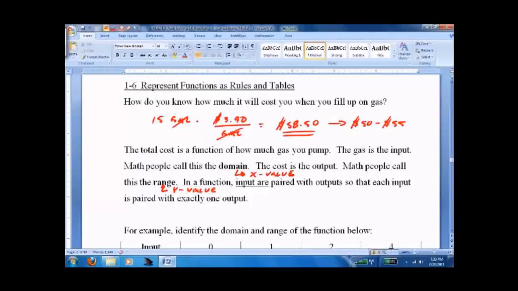In a function, inputs are paired with outputs such that each input is paired with exactly one output. You wouldn't put 10 gallons of gasoline in and maybe it's 40, maybe it's 70, maybe it's 60. It's always going to be exactly one price, in this case $39. So you wouldn't get different answers out. One input is paired with exactly one output.